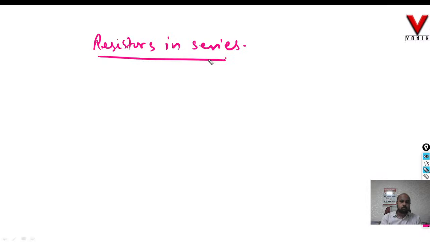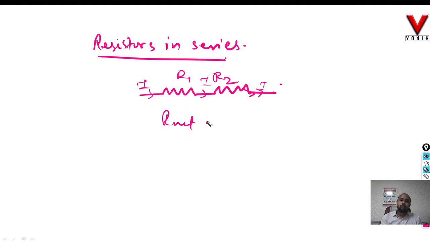Okay, so going to the next, let us discuss resistors in series. Okay, so resistors in series. Resistors in series means current flowing is same. This is R1, this is R2. Current flowing is same. Then I can write here net resistance as R1 plus R2.